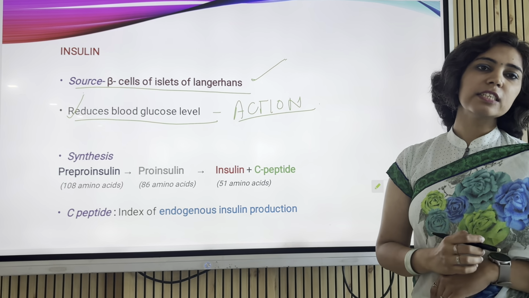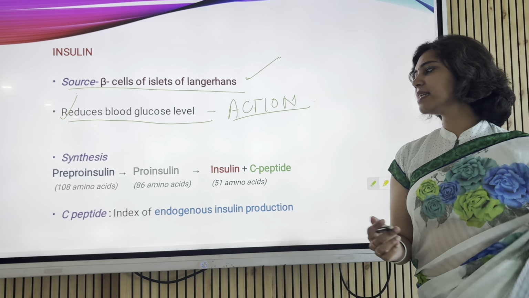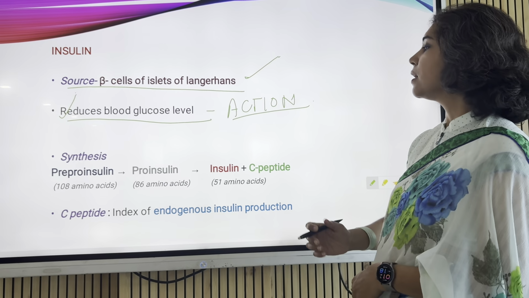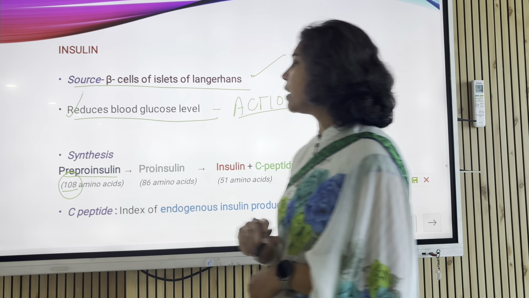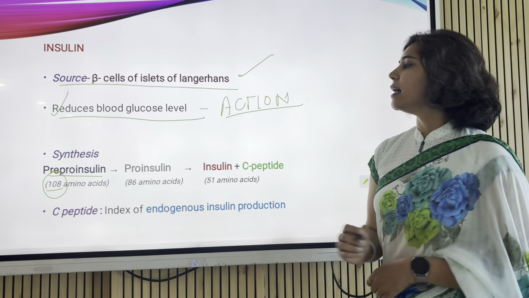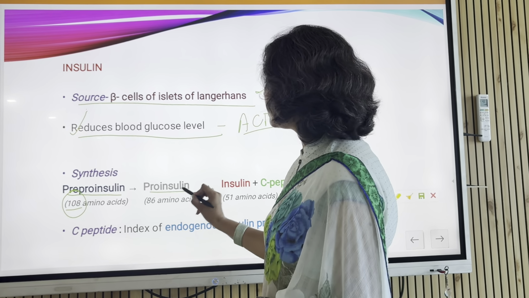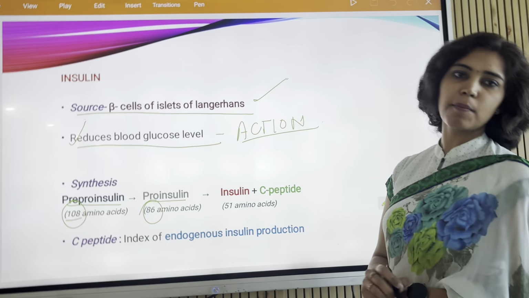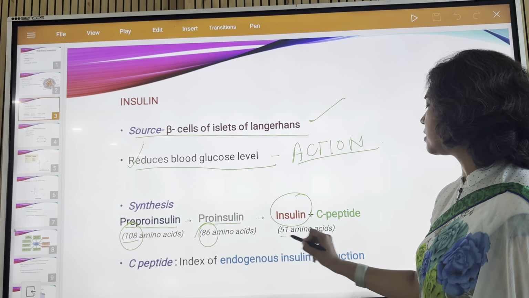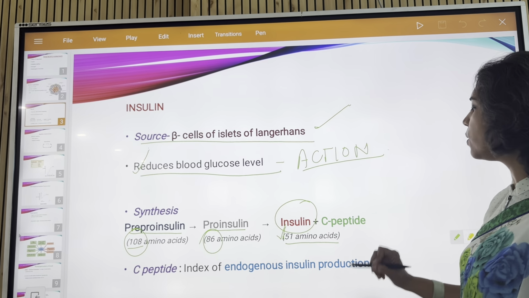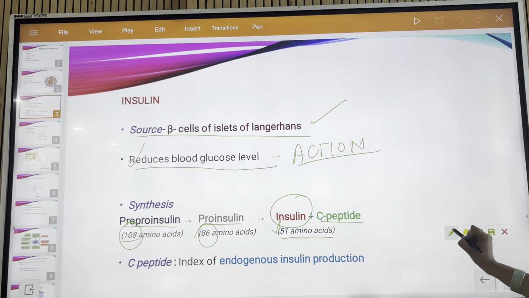Now about the synthesis of this hormone, it is not directly synthesized as insulin, rather as pre-proinsulin that consists of around 108 amino acids. It is converted to proinsulin consisting of around 86 amino acids to ultimately yield insulin consisting of 51 amino acids plus C-peptide.